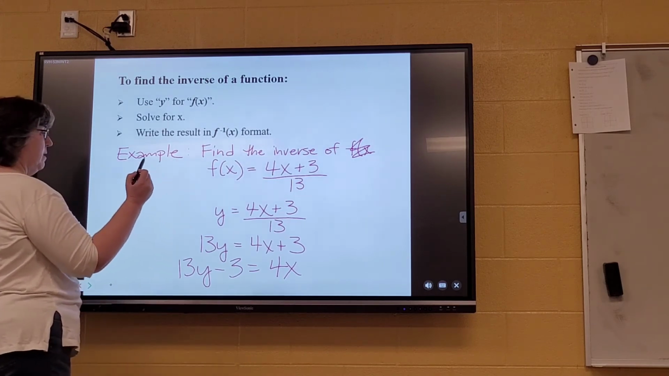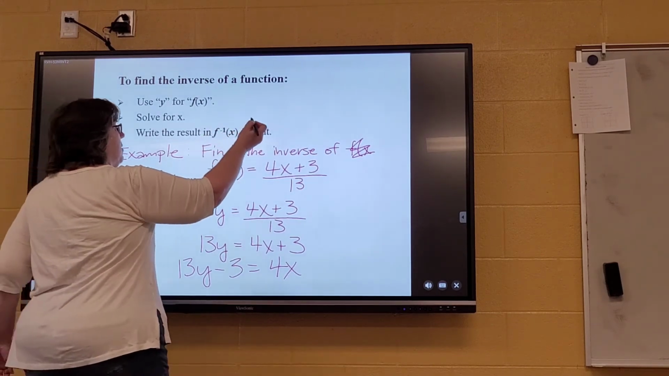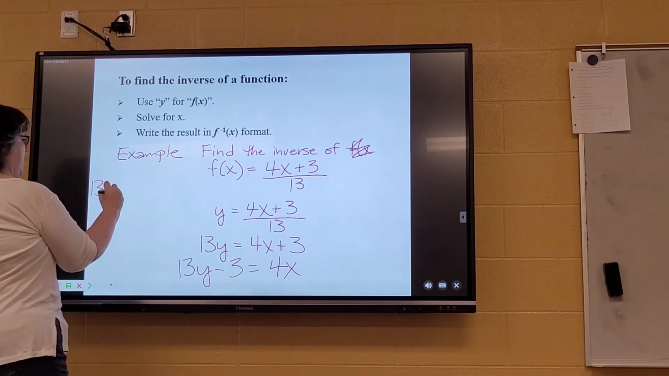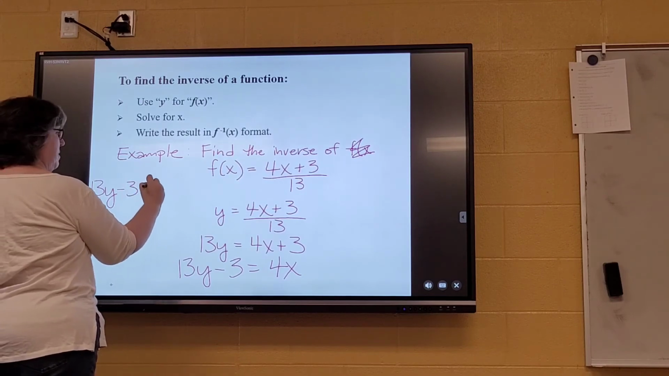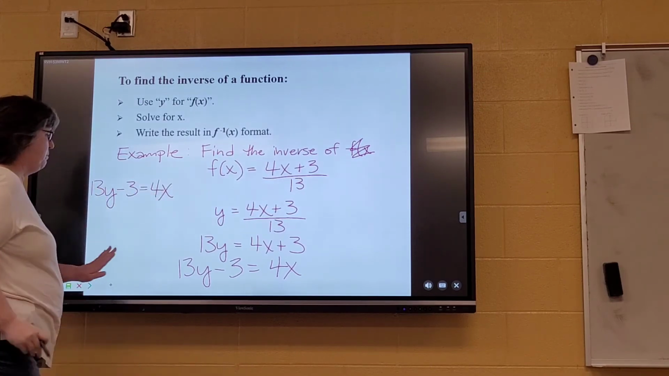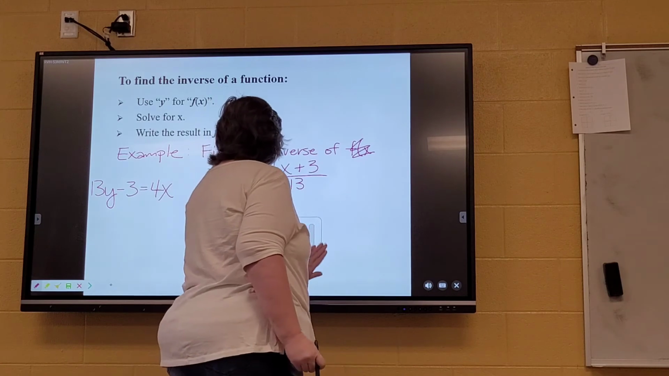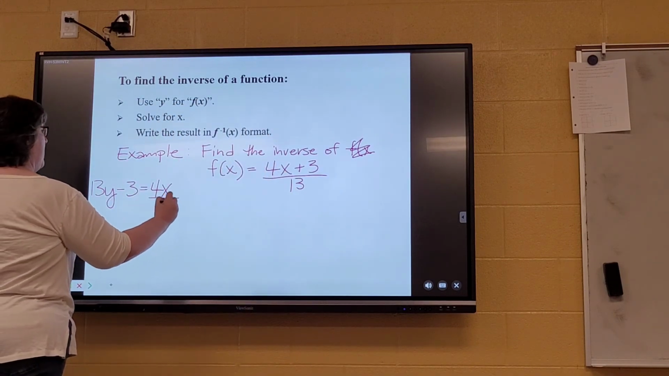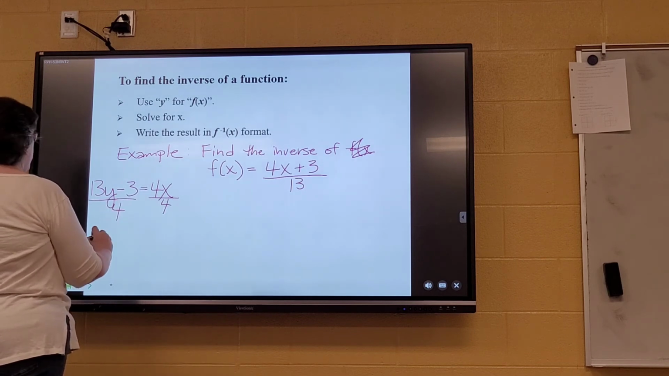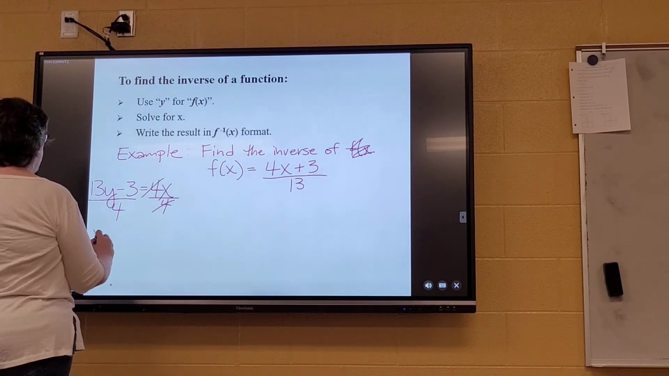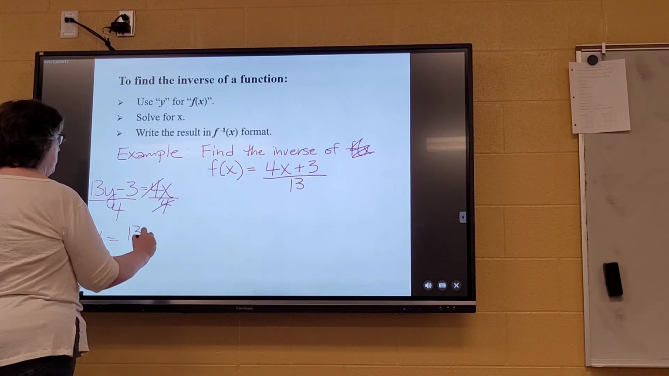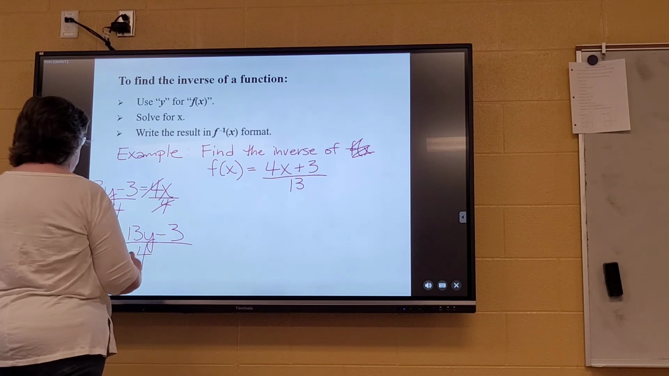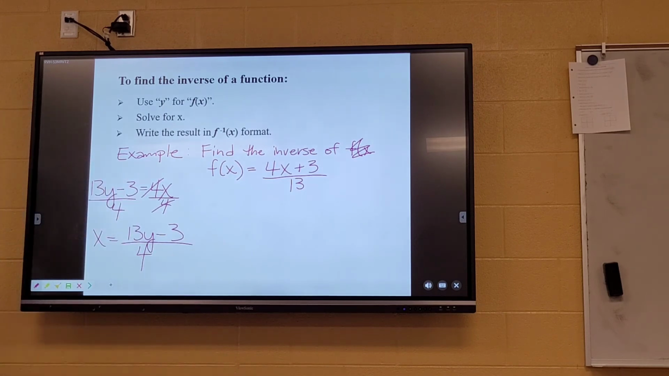All right. 13y minus 3 equals 4x. To solve for x now, next I need to divide by 4. So I have x is equal to 13y minus 3 divided by 4. And that's our inverse function.